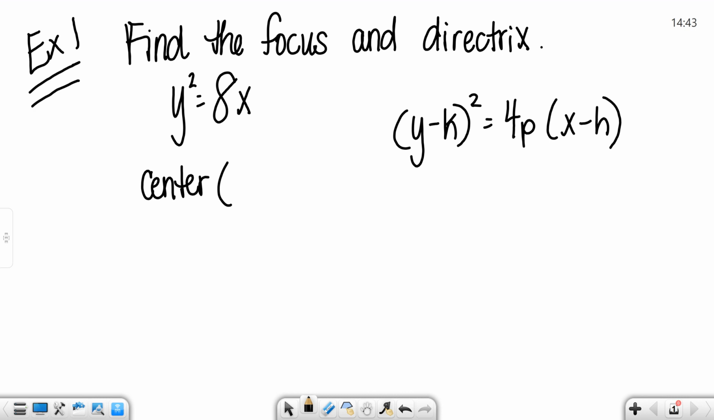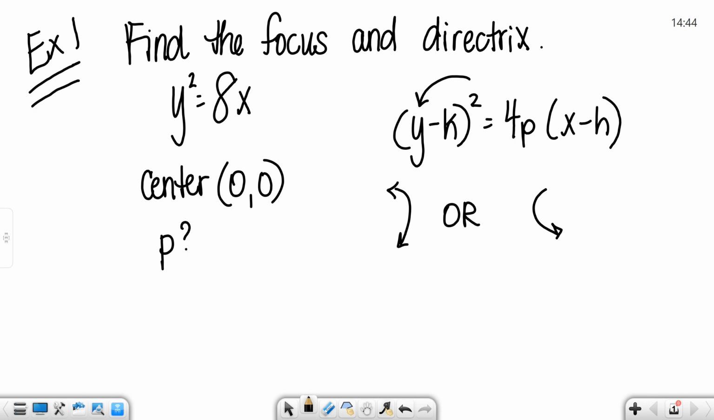All right. Now, in this particular equation, we don't see an h or a k. So that means our center is (0, 0). The next thing I need to know is what is p. That way I know which way it opens. Since the y is being squared, this thing either opens to the left or it opens to the right. Remember, if p is negative, it'll go to the left. If p is positive, it'll go to the right.